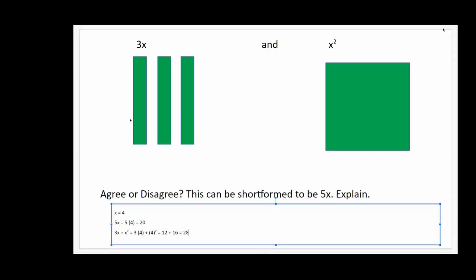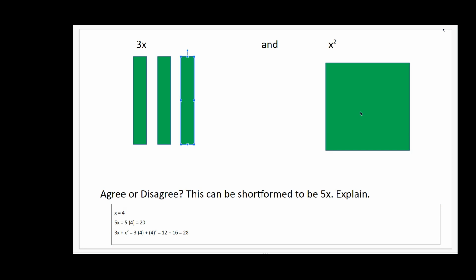Feel free to go and test that with other numbers. Can you find a situation where it would be true? It's always interesting to find those numbers where you can actually make that work. You can't just take 3 x's and x squareds, squish them together and say that you have 5x.